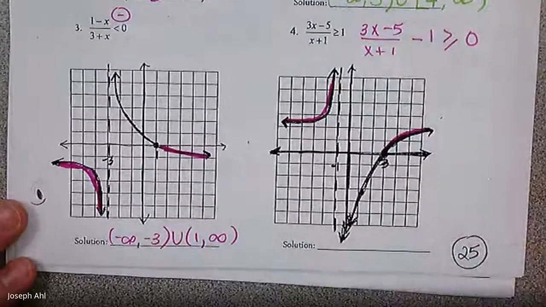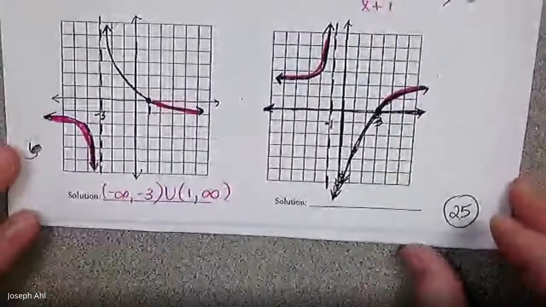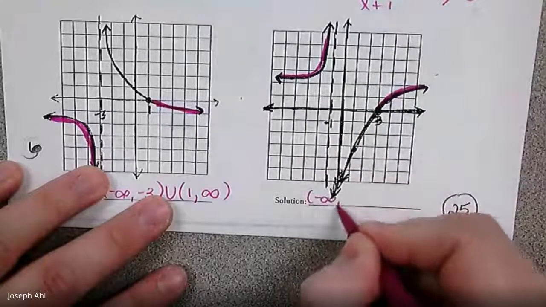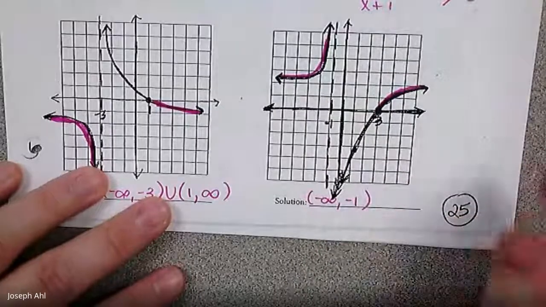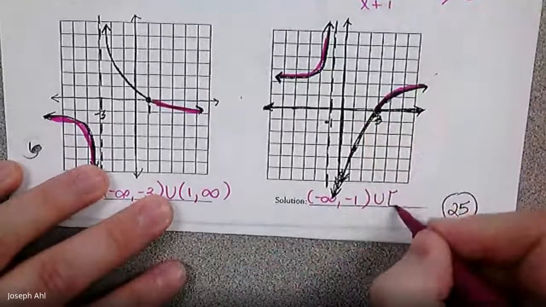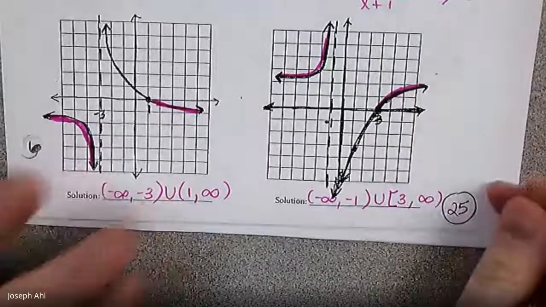So the solution for this last one in number 4 would be from negative infinity up till the vertical at -1, and then union greater than or equal to 0 would include 3 to infinity there as well. We can include 3 in a bracket.